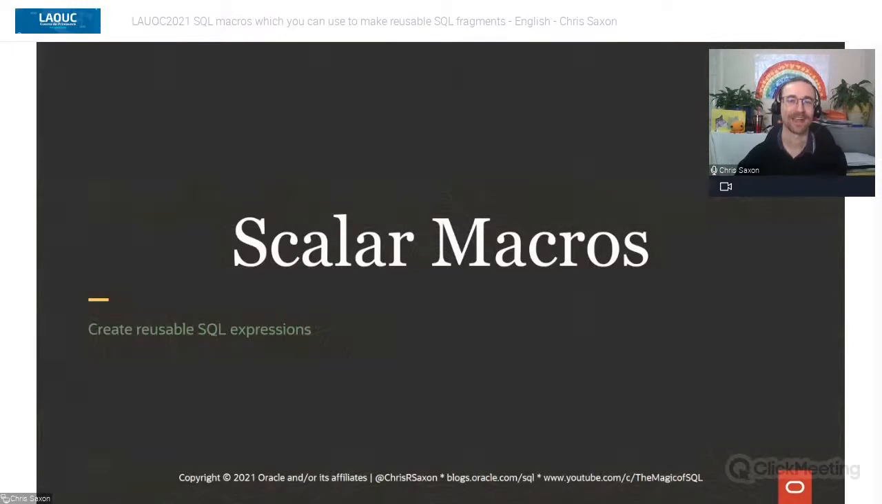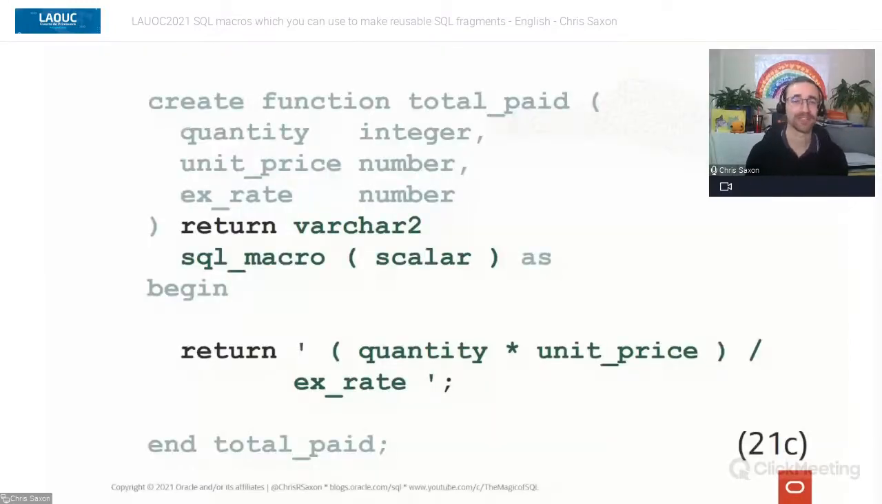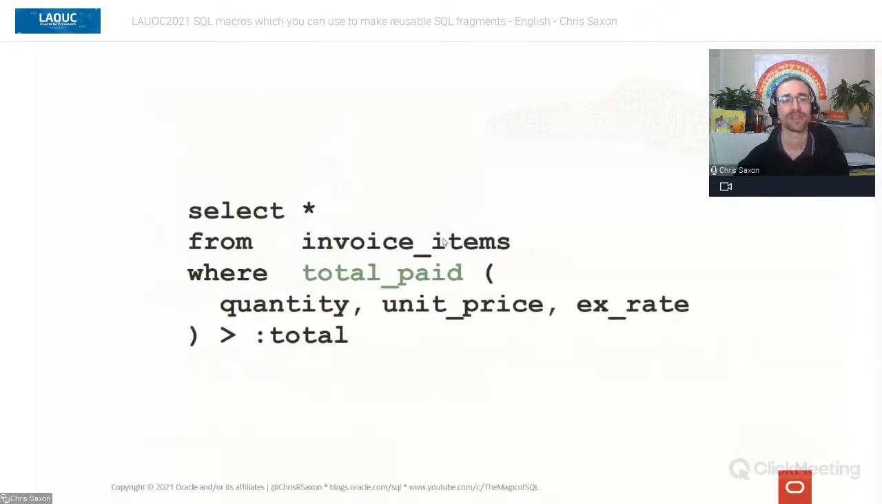So how do we write them and how do they help? Well, we write a scalar macro basically the same way we write a table macro. The only difference is you put SQL macro and you mark it as scalar. So we return that expression, that formula. Now, having changed the function to a macro, where we call it in our SQL statement, the database resolves this at parse time. So at runtime, it's like the function doesn't exist. We are executing pure SQL at runtime.